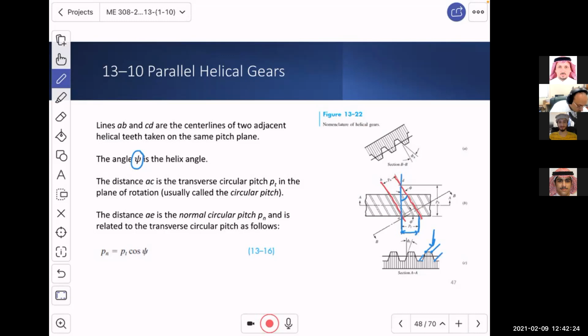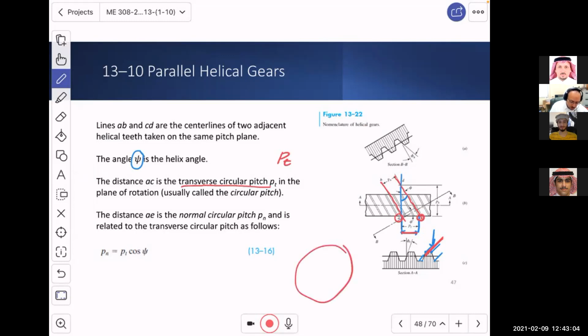Okay, but now what are we doing? We are plotting the line at the center of each tooth. Now this is going to be a repeated interval, and it is called the transverse pitch. So the distance AC, this is A and this is C, is the transverse circular pitch, which is PT, in the plane of the rotation. So it is measured in the plane of the rotation.